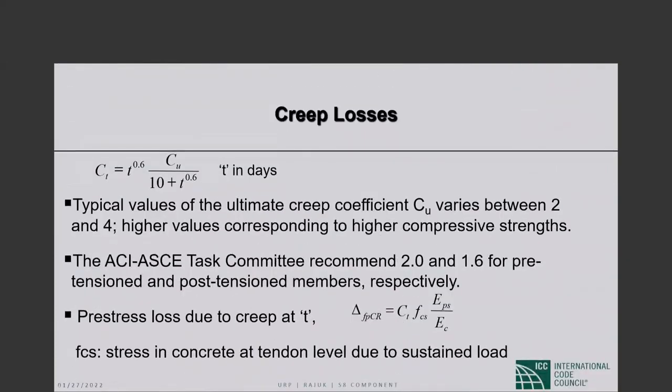So here's the question again. Typical values of Cu that are given to us are between 2 and 4. So the higher the strength of concrete, the higher the value. So I would say if you're using high strength concrete, high performance concrete, which is open to definition, then we tend to use the higher value. But if it's the lower strength concrete, we'll use the lower value of 2. So the ASCE task committee, it's not in the ACI code, recommends 2.0 and 1.6 for pre-tension and post-tension structures.